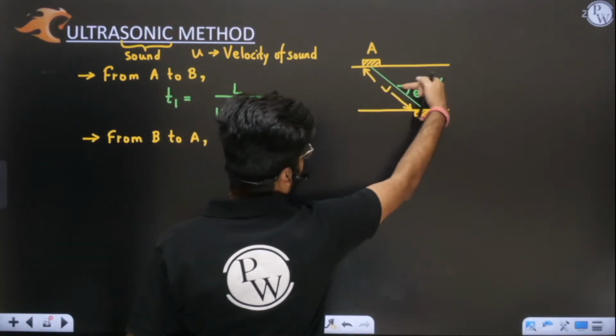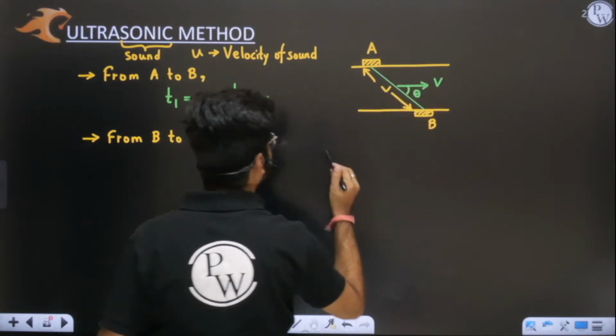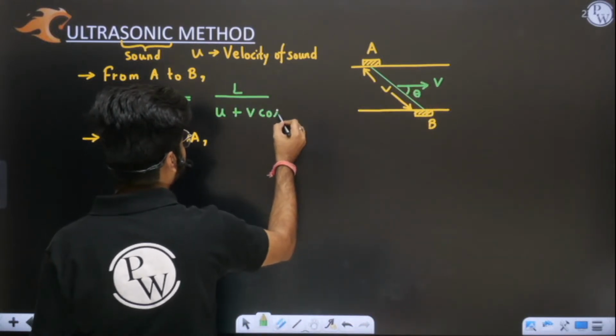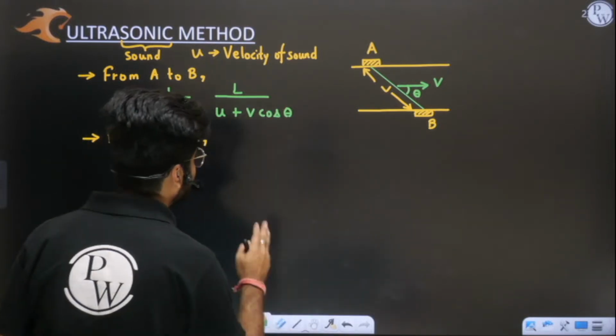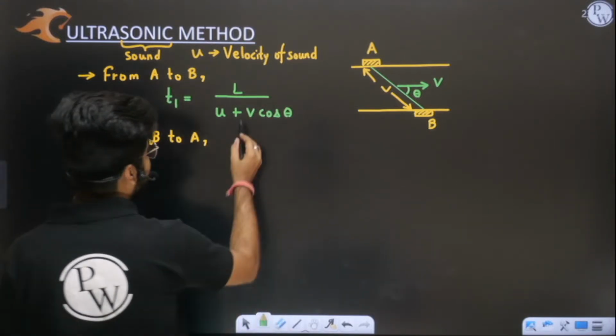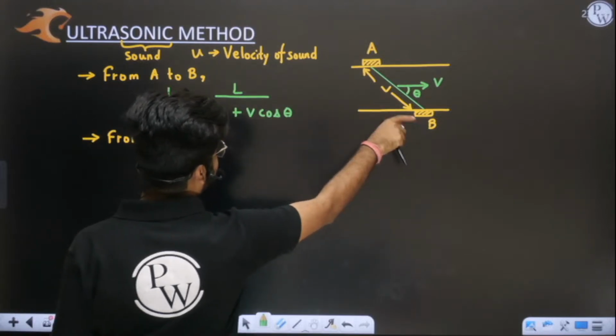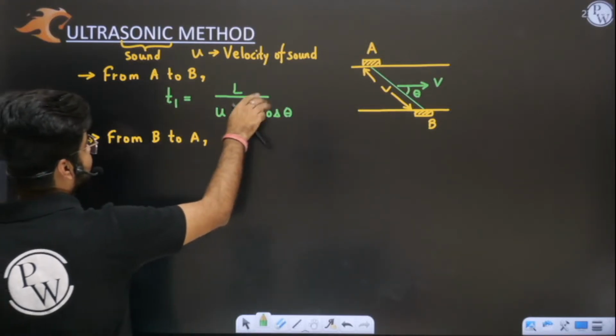And because of this flow, this is V cos theta. When you resolve it, it will be V cos theta, so that will be added. Water will help your sound to move quickly from A to B. So I will get V cos theta. Distance upon speed: speed is U plus V cos theta when it travels from A to B.